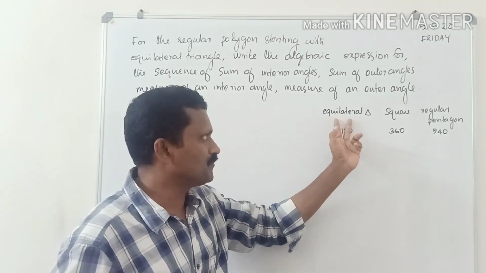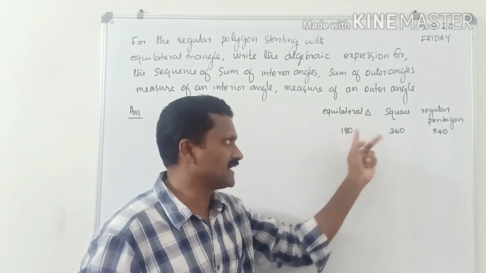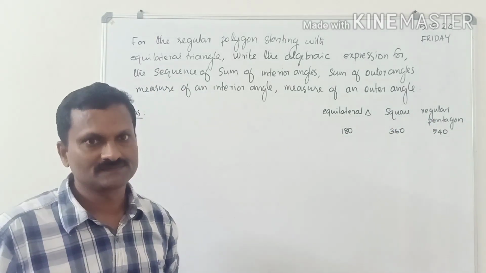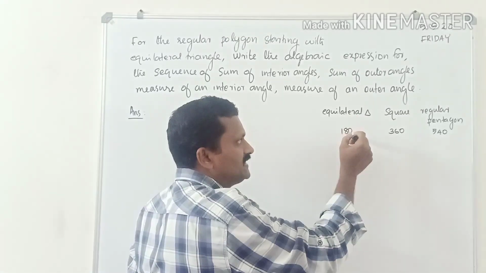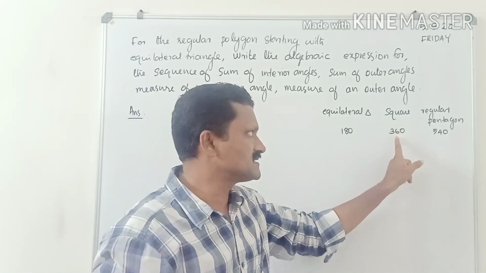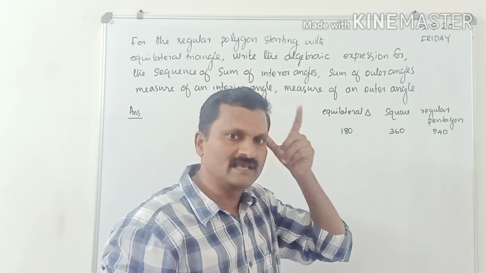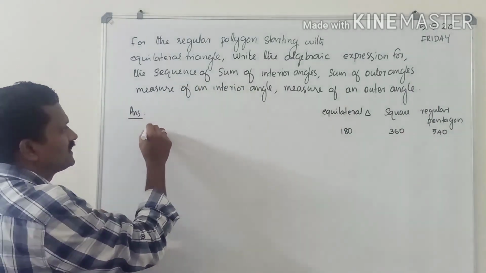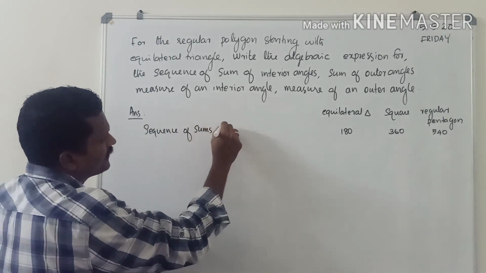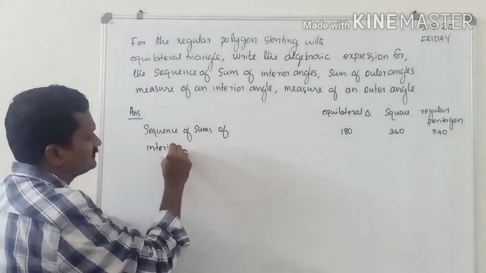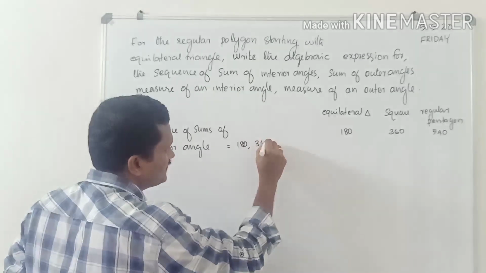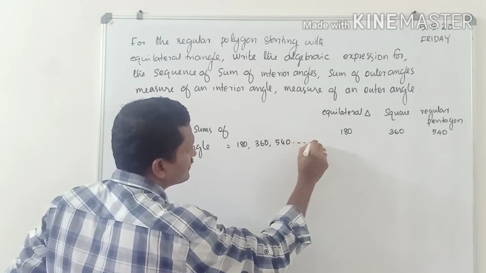We know that the regular polygons are equilateral triangle, square, regular pentagon, regular hexagon and so on. Also, the sum of interior angles of equilateral triangle is 180 degree, square is 360 degree, regular pentagon is 540 degree. Therefore, the sequence of sums of interior angle is 180, 360, 540, etc.